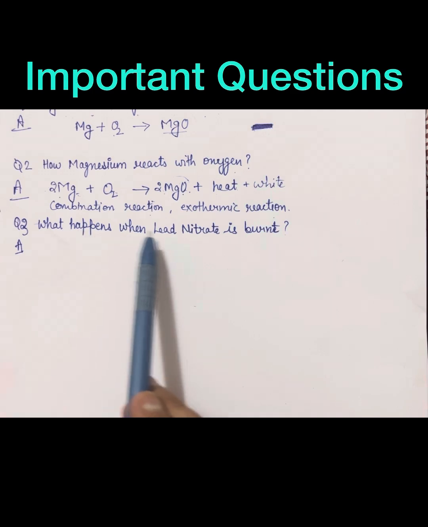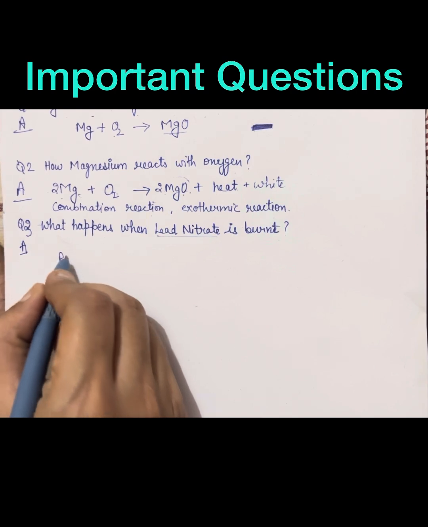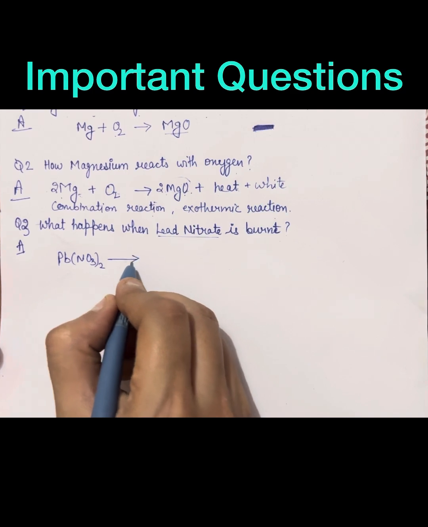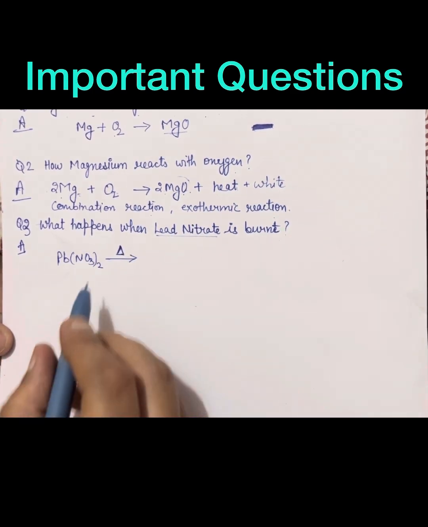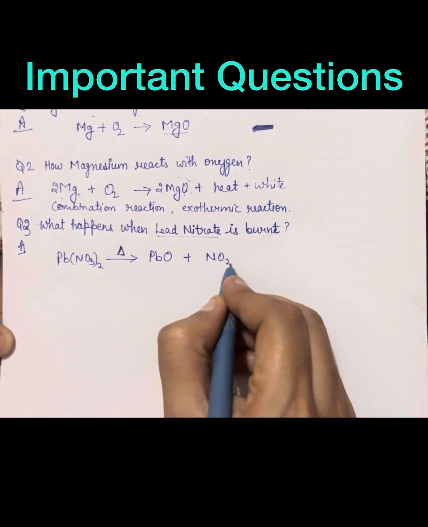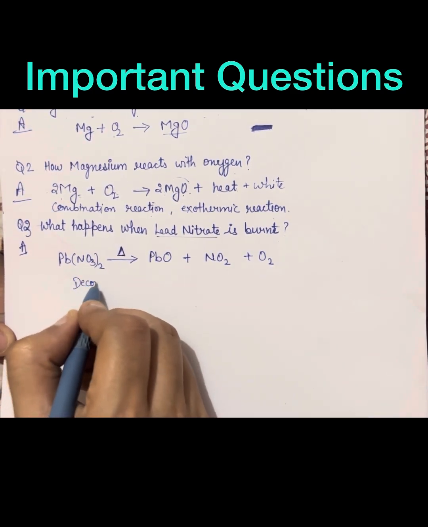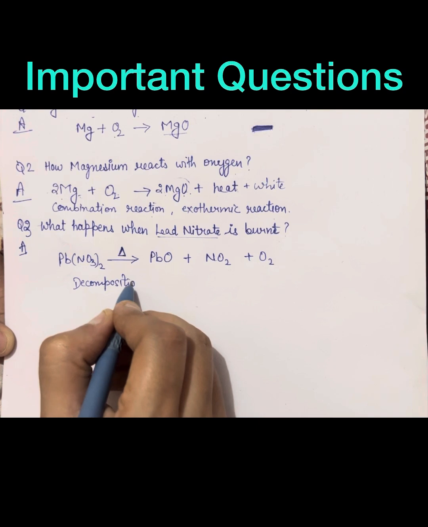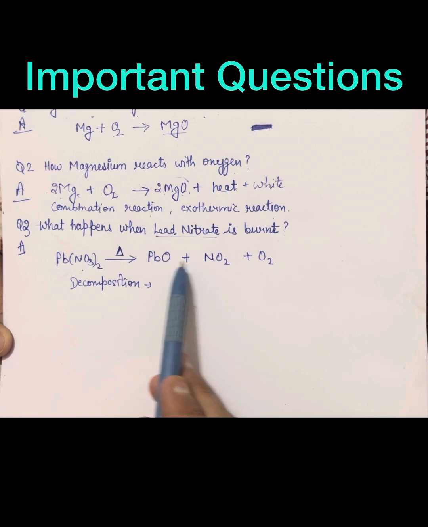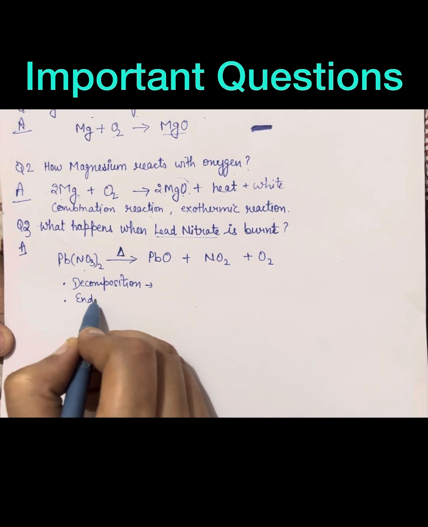Next question is, what happens when lead nitrate is burnt or heated? Children, the formula of lead nitrate is Pb(NO3)2. Correct? When you heat it, this is the sign of heat, it will form lead oxide plus nitrogen dioxide plus oxygen. This is a decomposition reaction. Decomposition means, children, a reaction in which one reactant breaks down into 2 or more substances. Decomposition reaction. And this is also endothermic.